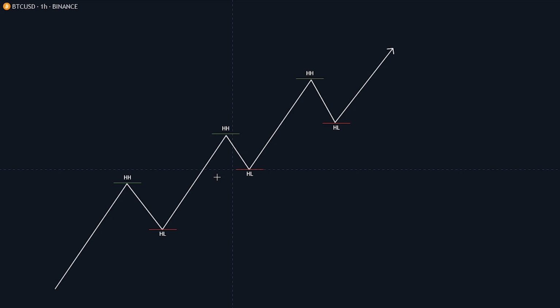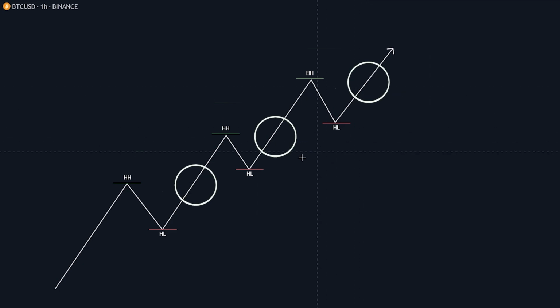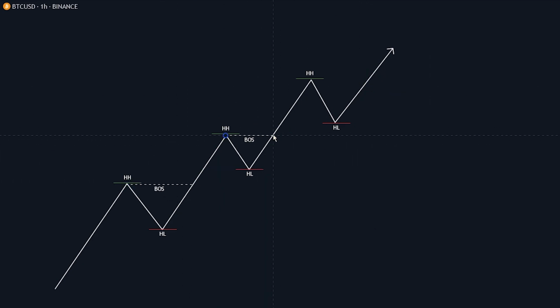The first concept that we can apply that is related to the market structure is the break of structure. Every time the price breaks above a previous high, this is considered a break of structure. This means that all of these points are considered bullish breaks of structure.